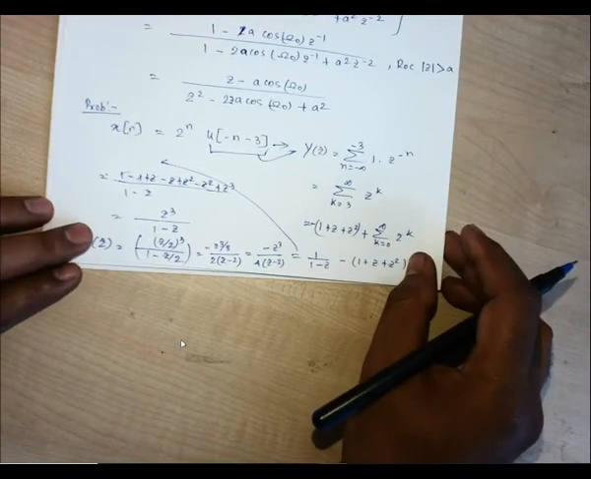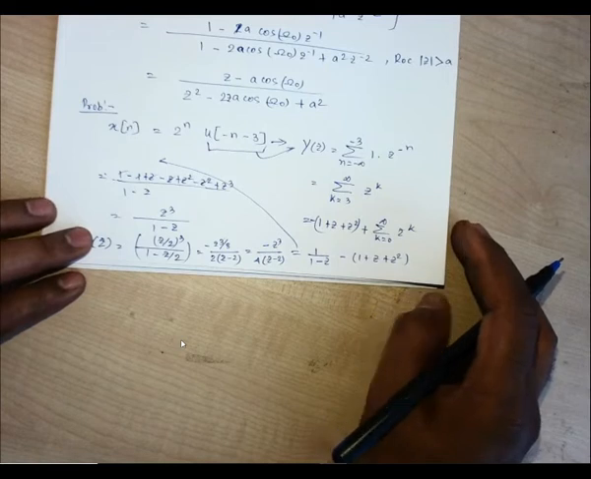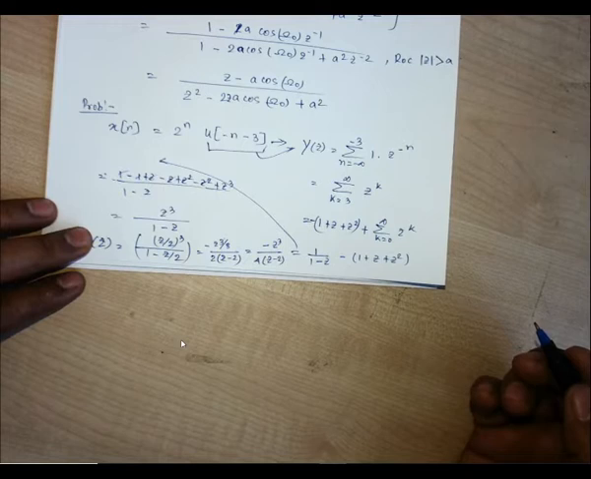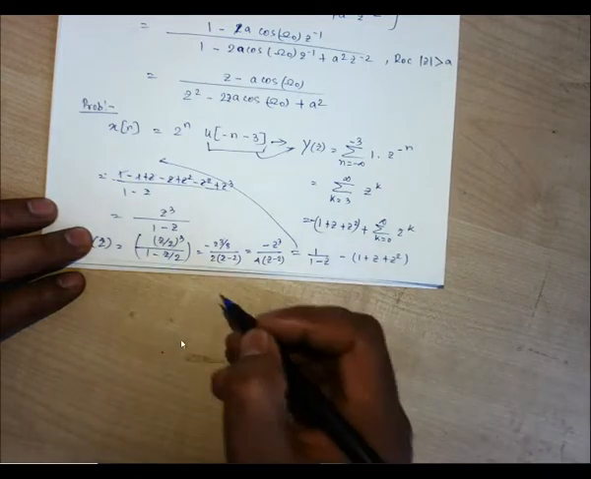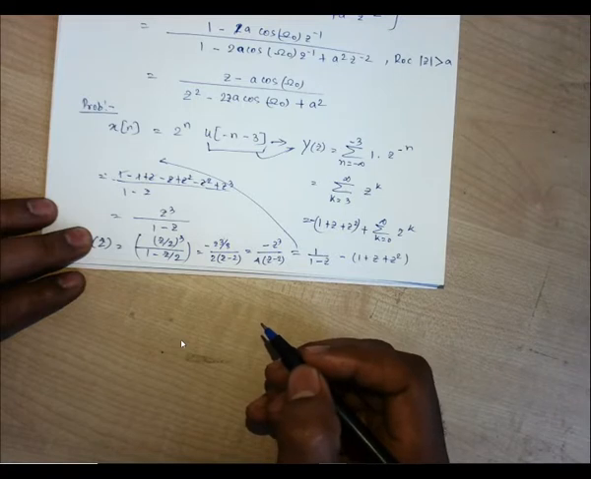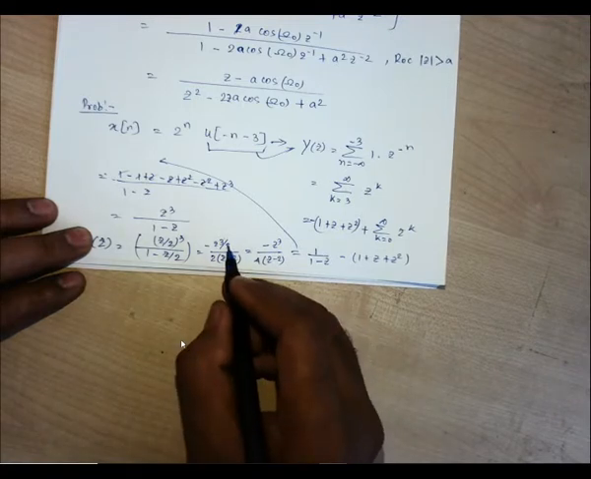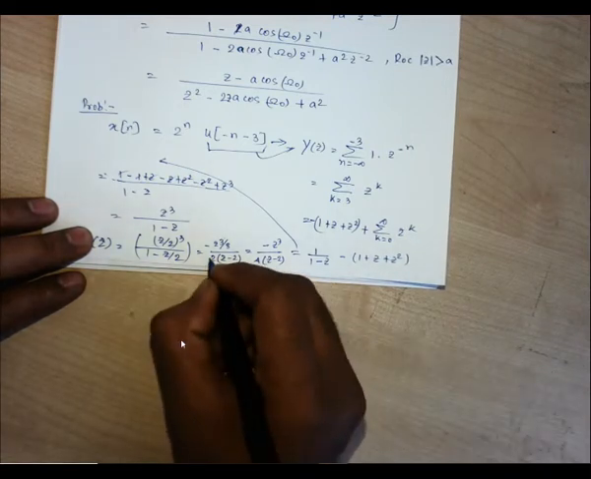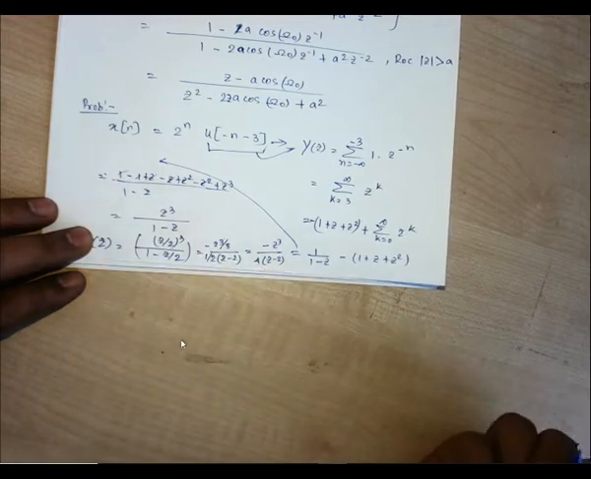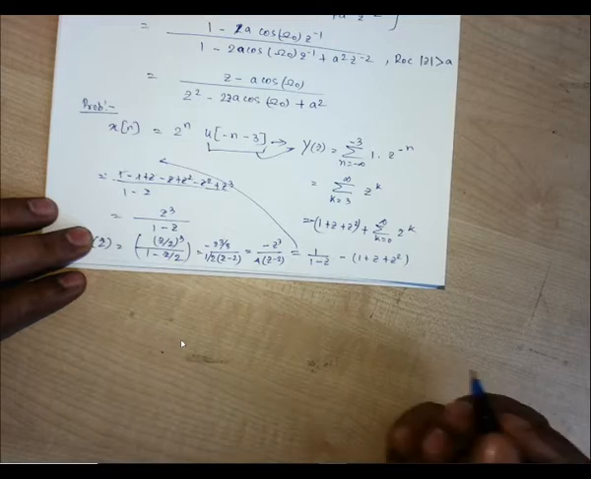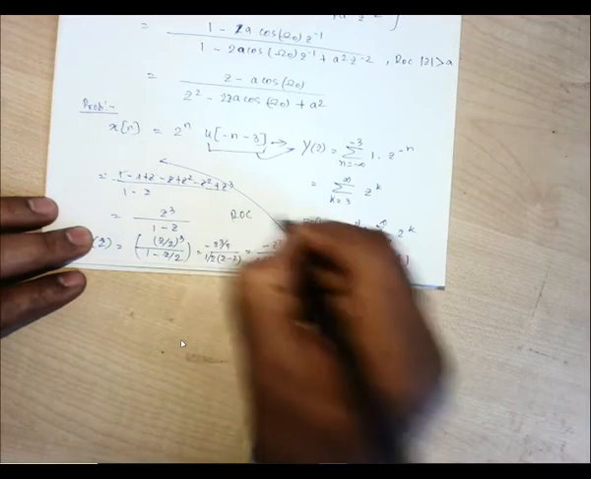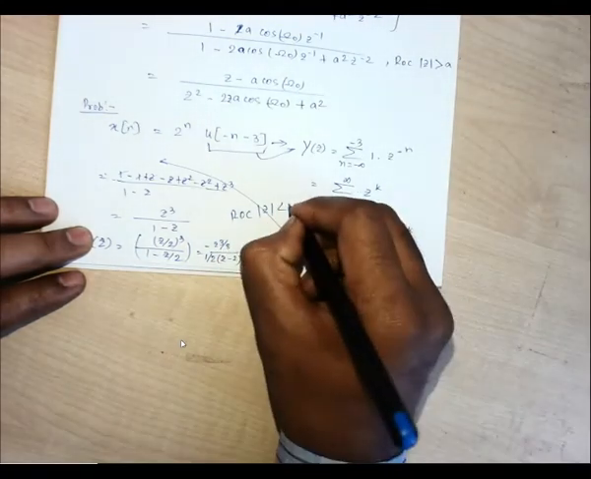So what will be the ROC for this case? The ROC will be mod of z should be less than 16. No, wait a minute, is it 16? We are taking half common, so it is half. I have written it wrong, it is half. So what will be the ROC for this case? The ROC is mod of z less than 2.